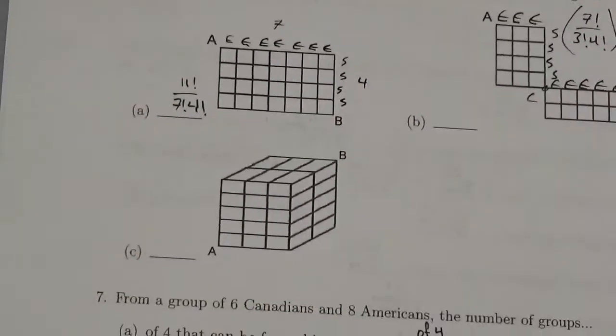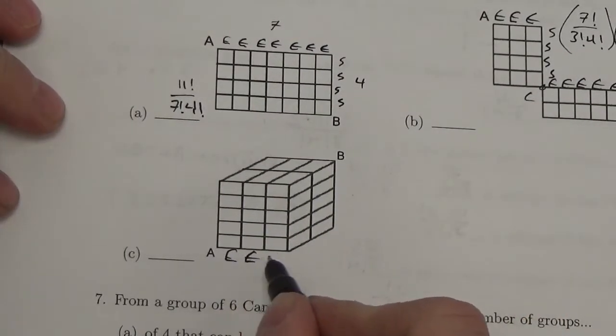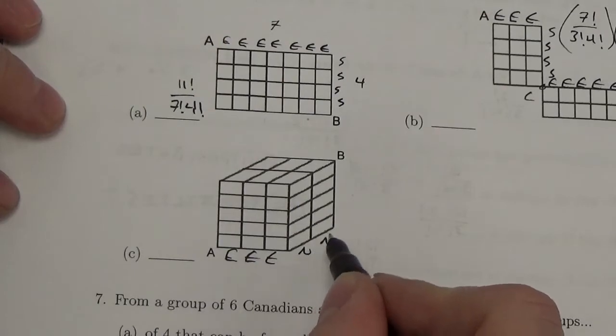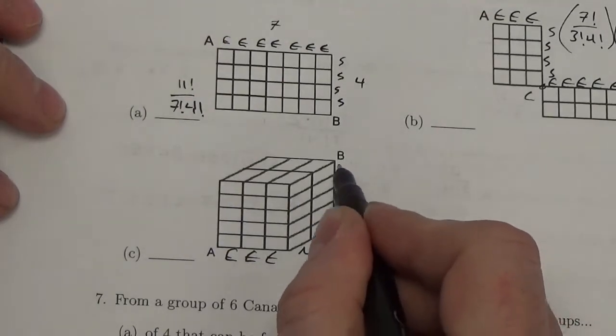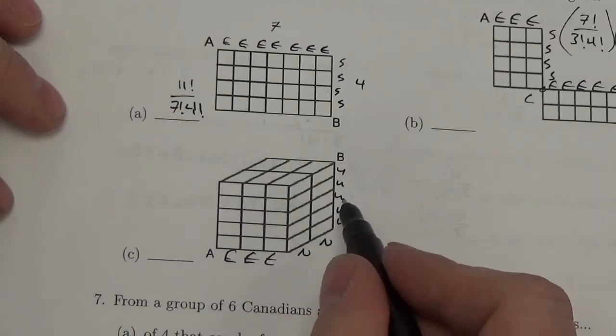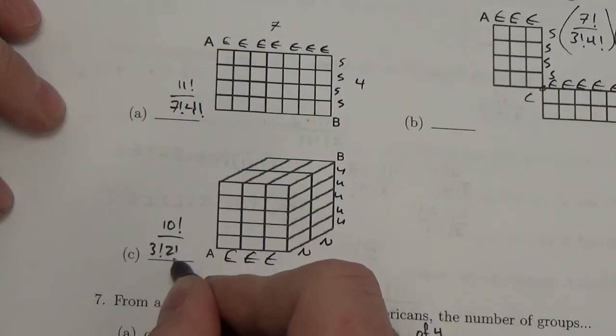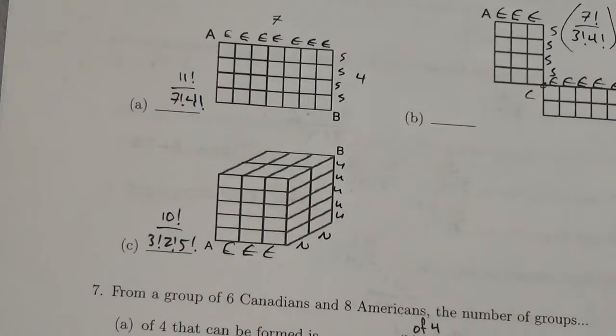Over here, for this one right here, to go from A to B, it's going to be going east, east, east, north, north, up, up, up, up, up. So 1, 2, 3, 4, 5, 6, 7, 8, 9, 10. So that's 10 factorial over 3 factorial, 2 factorial, 5 factorial.